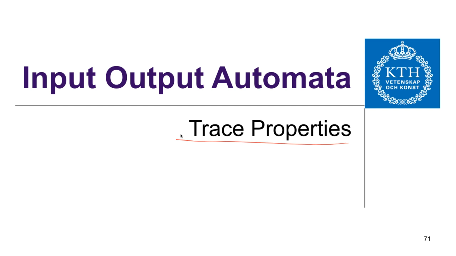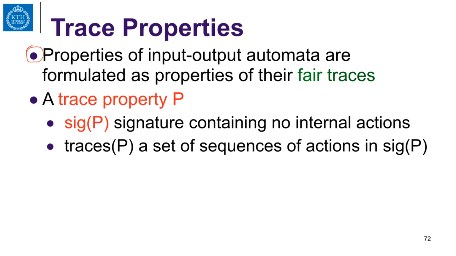Trace properties. Quite often we formulate a problem to be solved by an input-output automaton or an algorithm as a property on the sequence of events at the external interface of the automaton. We call these properties trace properties. Properties of input-output automata are formulated as properties of their fair traces. So an input-output automaton can be viewed as a black box from the point of view of a user. What the user sees is just the traces of the automaton's execution.